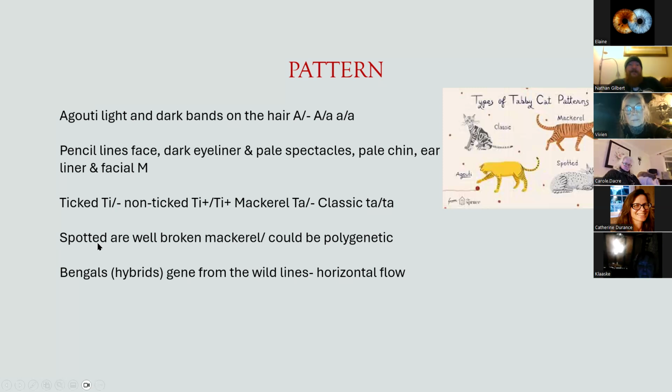Then the classic tabby is recessive to mackerel, and there isn't actually a spotted tabby gene. It's probably a polygenic feature where the spots are just broken, and they're just very well broken. So it appears like a spotted cat, but it's actually a mackerel cat. The mackerel is just broken. The spots still follow the lines of what would have been the mackerel pattern. The exception to that is the Bengal, because they are a hybrid and they have a gene from that other group of cats.